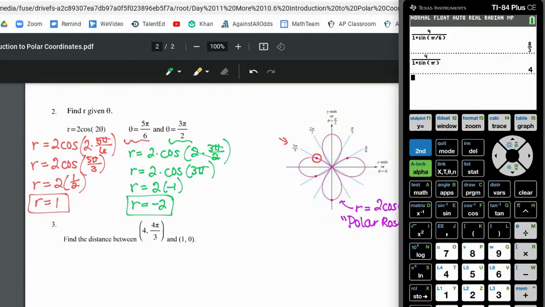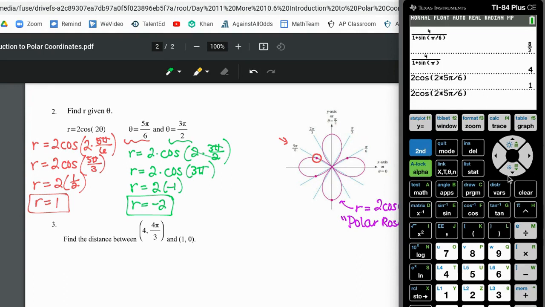All right, so just like with problem number 1, we're just going to type in the equation exactly the way that we see it on the paper. And we're going to do 2 cosine of 2 times. And then we just need to put in our angle, which is 5 pi over 6. And if we do it correctly, we should get the answer to be equal to 1. And then we're going to do the same thing.